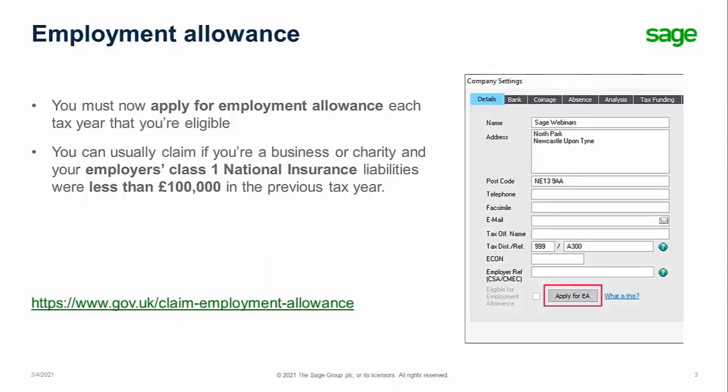If you're eligible for employment allowance, you'll need to submit your claim for the 2021 to 22 tax year. This allows you to claim up to £4,000 by reducing your employer national insurance contributions when you make payments to HMRC. You can usually claim employment allowance as a business or charity if your employer's Class 1 national insurance liabilities were less than £100,000 in the previous tax year. But if you're unsure, you can check if you're eligible on the gov.uk website. Let's have a look at how to make your claim.